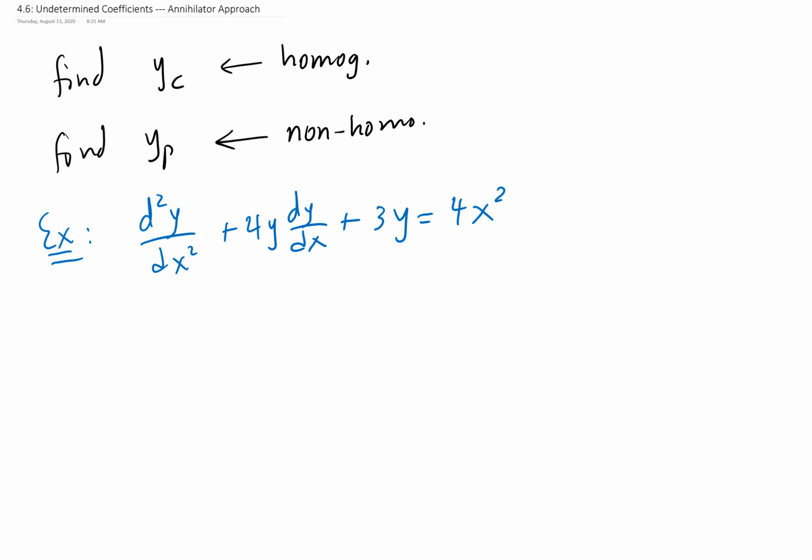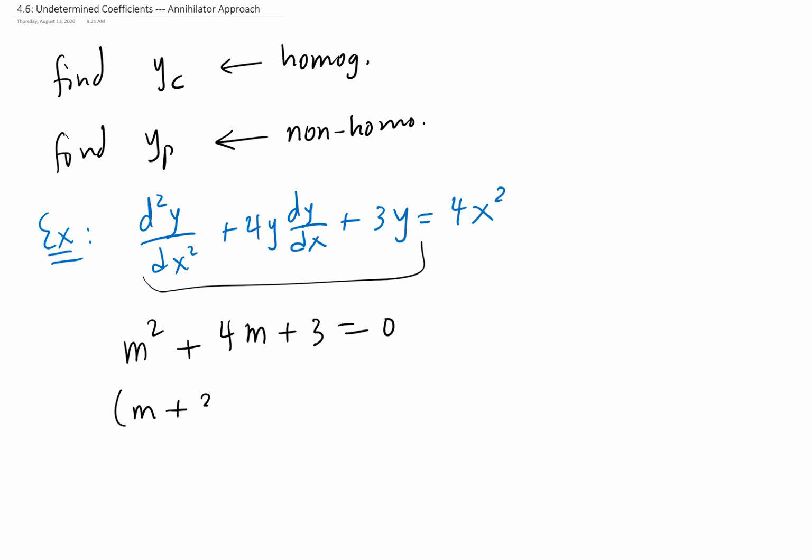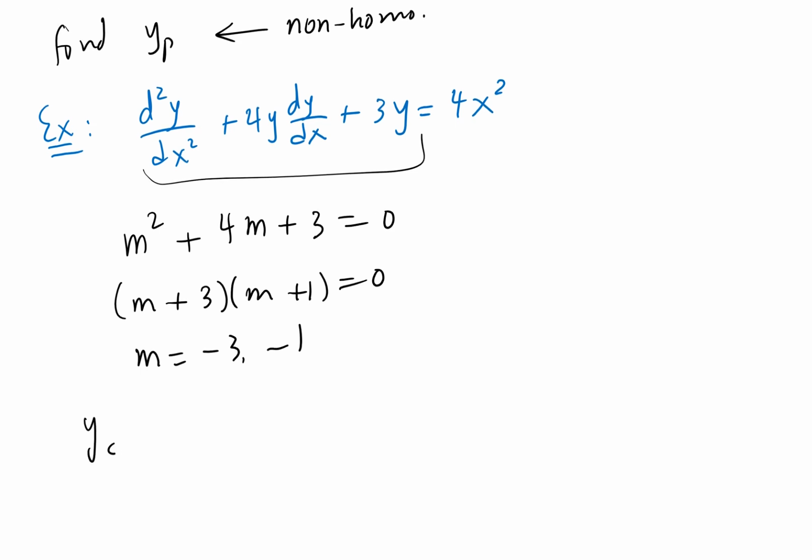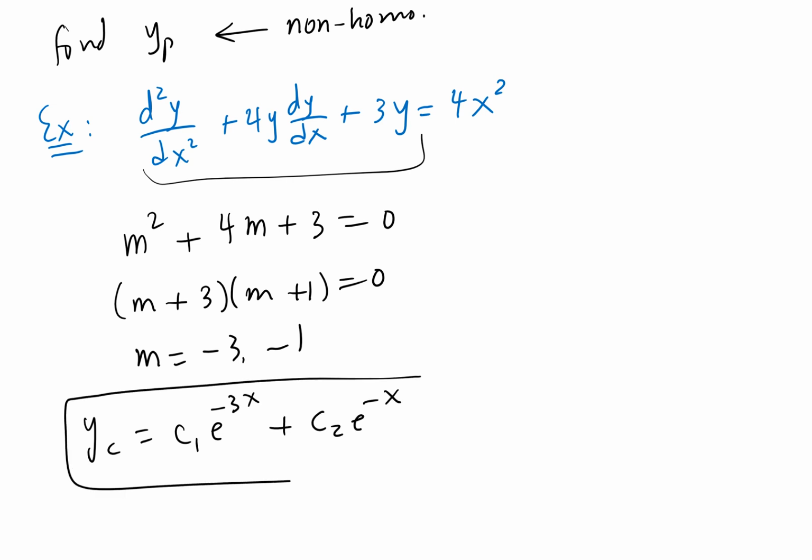To start, we look at the left hand side and write the characteristic equation: m squared plus 4m plus 3 equals 0. This can be factored: (m plus 3)(m plus 1) equals 0. So m equals negative 3 or negative 1. Then yc is c1 e to the negative 3x plus c2 e to the negative x. That's yc.